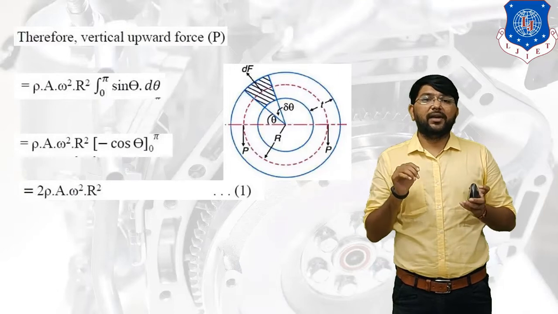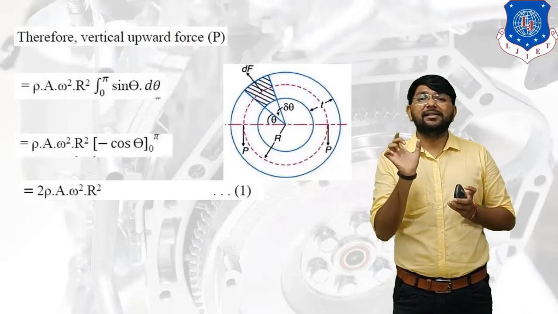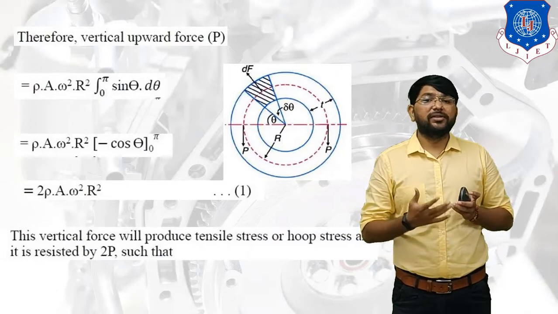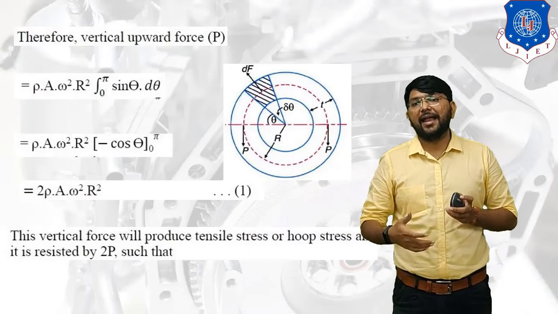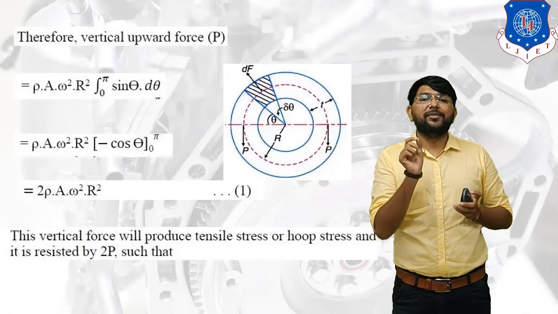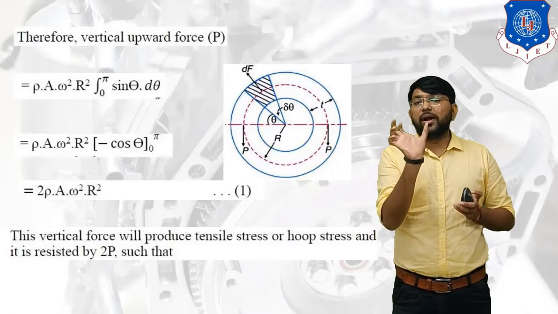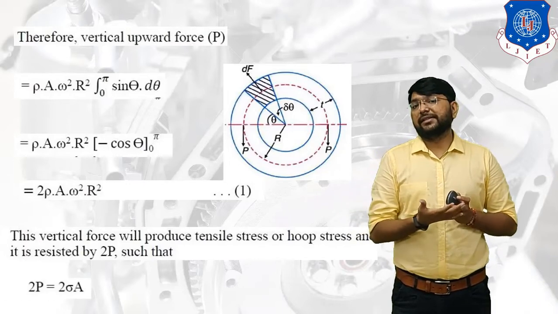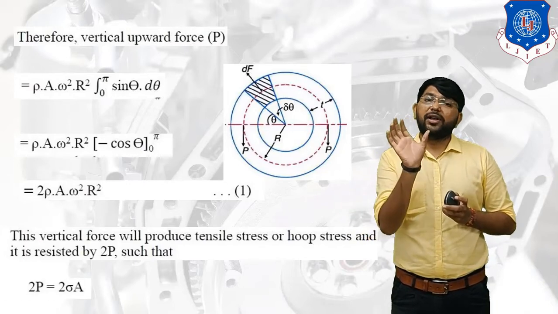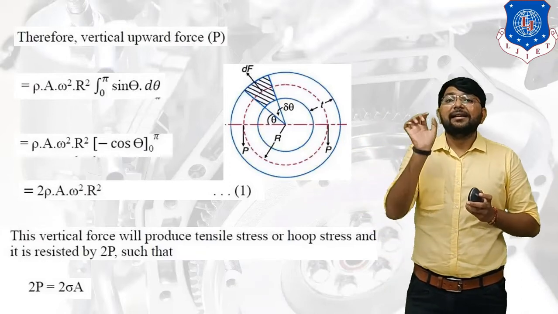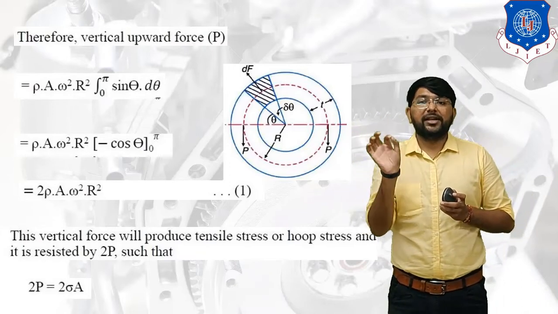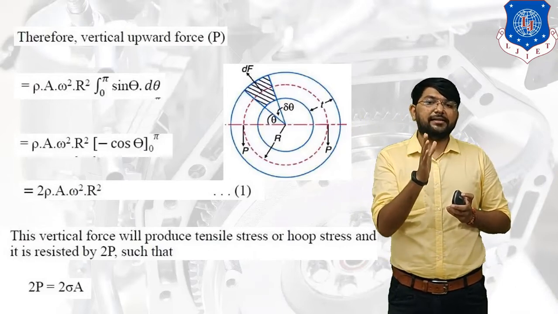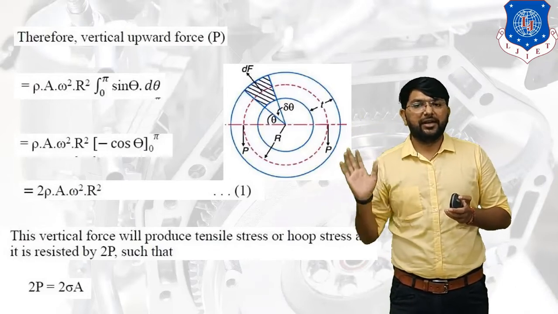Now you see in this figure the total downward force acting is 2 times P. Clear? So this vertical force will produce tensile stress or hoop stress, and it is resisted by 2 times P, such that the downward direction force is 2P. Now you all know the equation of stress, that is force upon area. So what is the equation of force? That is stress into area. So instead of P we can write sigma into A. Sigma is equal to stress, A is equal to cross sectional area.